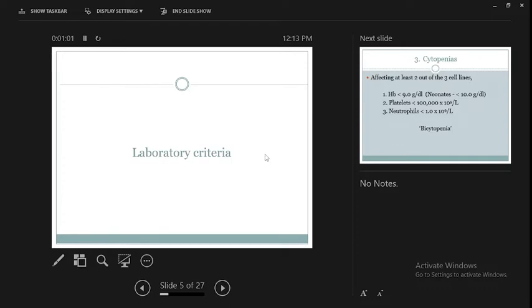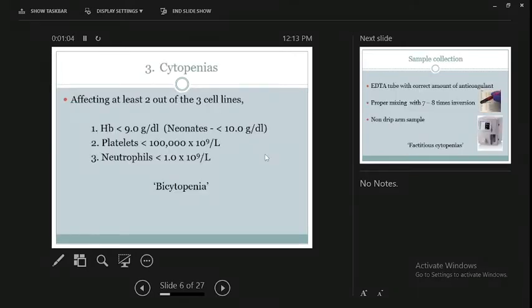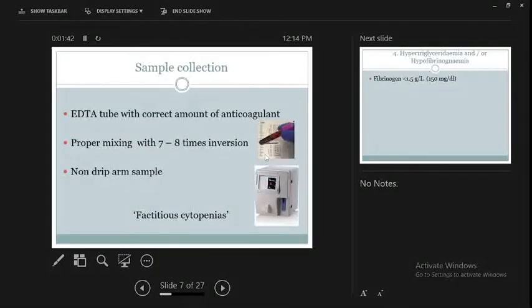Then we will come to the laboratory criteria. First criterion is based on the full blood count results. There should be cytopenias affecting at least 2 out of the 3 cell lines. And there are cutoffs for these cytopenias. For hemoglobin, it should be less than 9 grams per deciliter. In neonates, it should be less than 10 grams per deciliter. Platelets should be less than 100,000. And neutrophils less than 1000, or 1.0 into 10 to the power 9 per liter. So, presence of bicytopenia we have to prove.